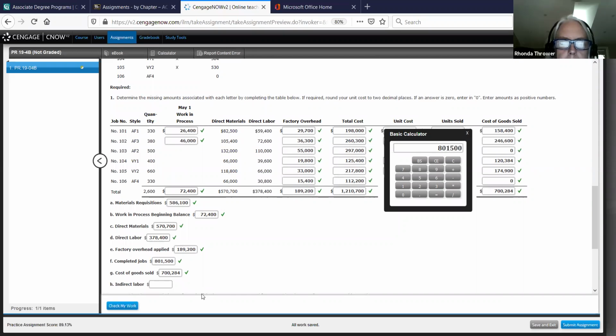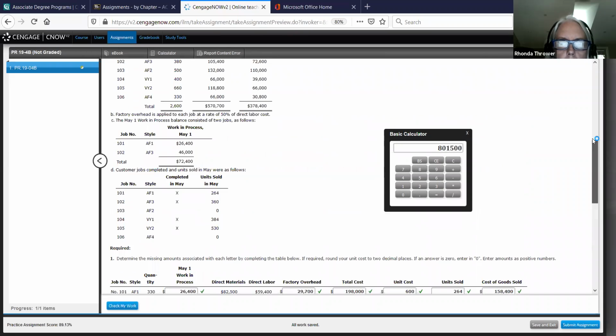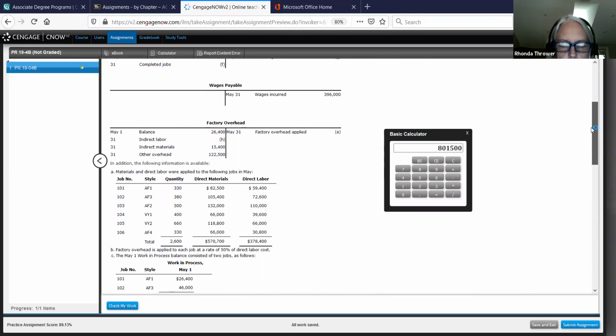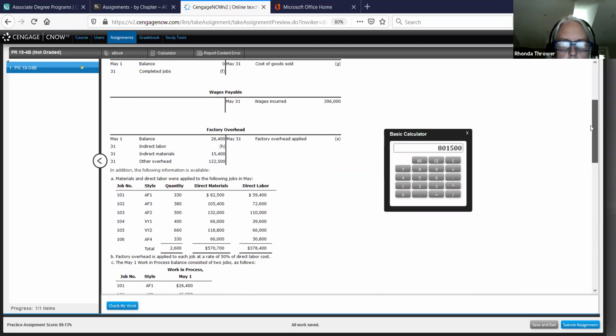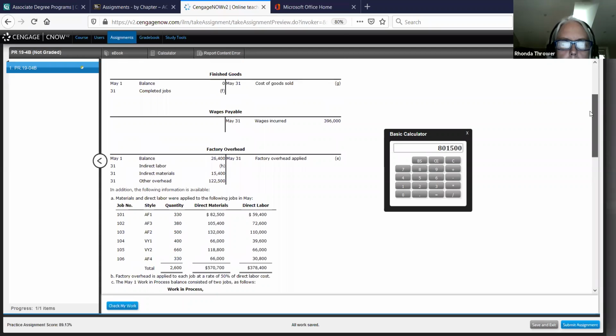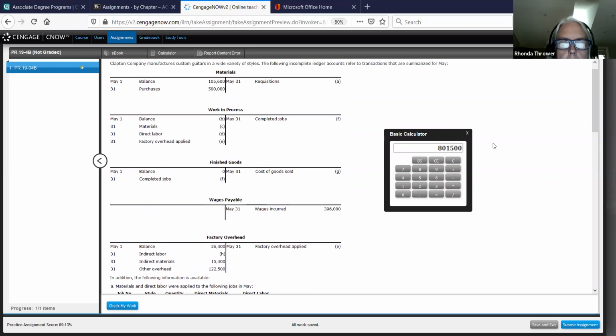The indirect labor is not the same as direct labor. Indirect labor, you're not actually working on the product itself. It could be maintenance salaries or janitorial types of salaries. It could be any factory salaries other than those people that are working directly on the products themselves. So when we look at our wages payable, you can see here that we have a total amount of wages payable incurred. That total amount right here consists of both direct labor and indirect labor.